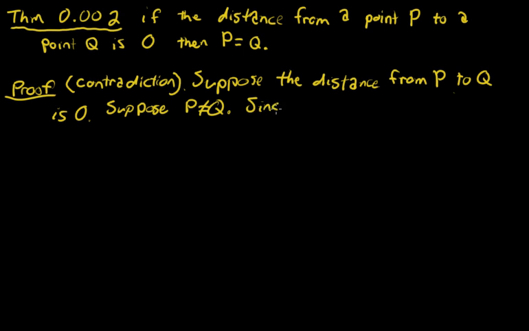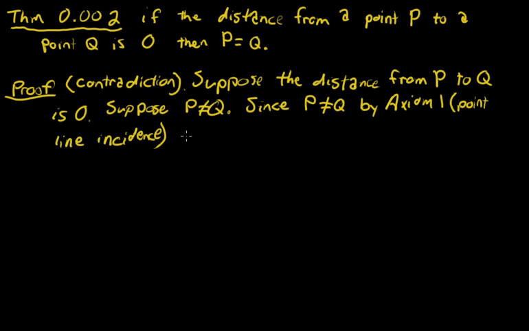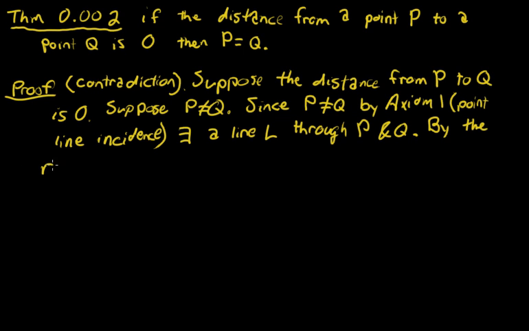So since P is not equal to Q, then by axiom 1, which is the point line incidence, there exists a line, and we'll call that line L, and it goes through P and Q. Then by the ruler axiom, there exists a ruler, and that ruler is f of L to the real numbers. So basically there exists a distance.